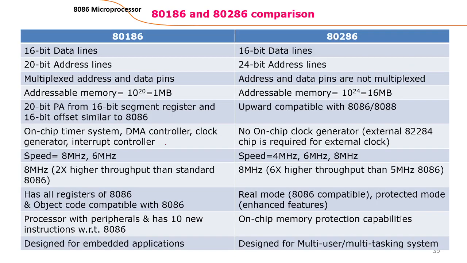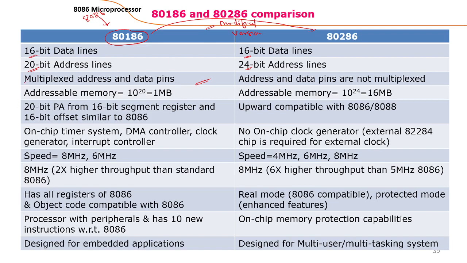This is the difference between 80186 and 80286. We will be comparing these two processors. In 80186, there are 16-bit data lines. In 80286 also, 16-bit data lines are there, but in case of 80186, 20-bit address lines are there, and in 80286, 24-bit address lines are there. The 80186 is basically a modified version of 8086, and the 80286 is basically a modified version of this 80186.